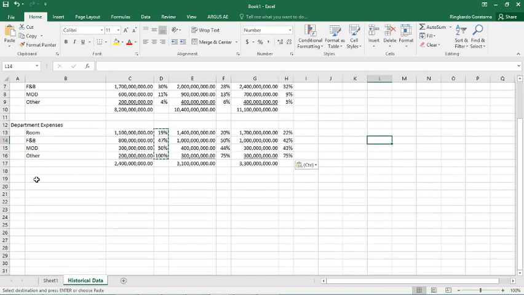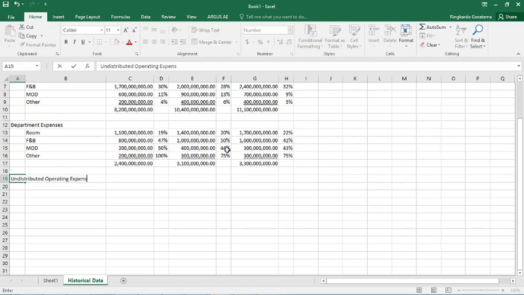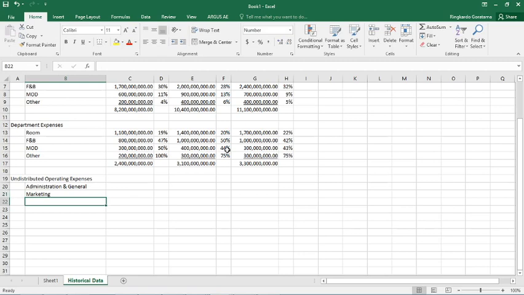After that, we record the undistributed operating expense. It will cover administration and general. It covers marketing and also covers the POMEC. It stands for property operation, maintenance, and the energy cost.